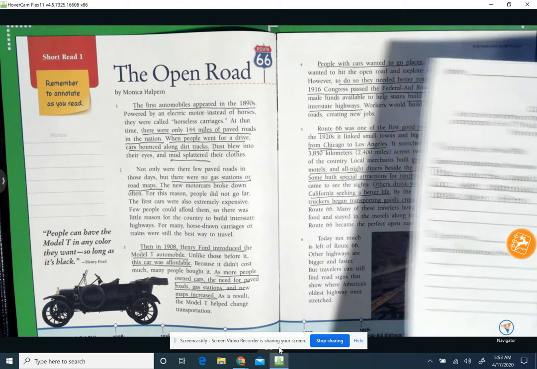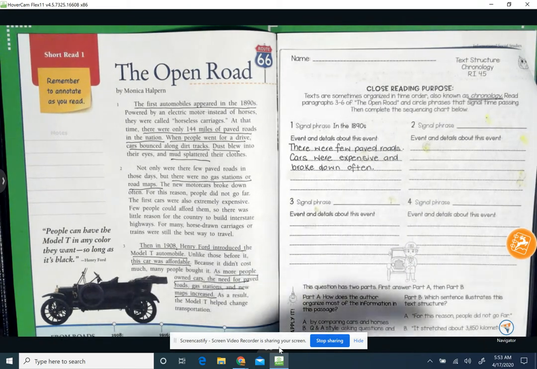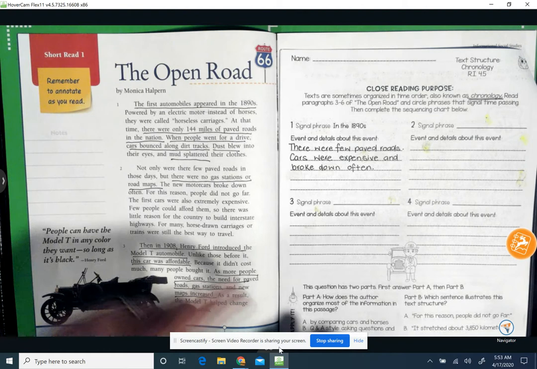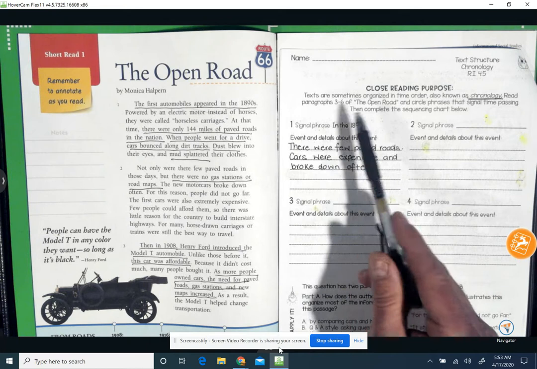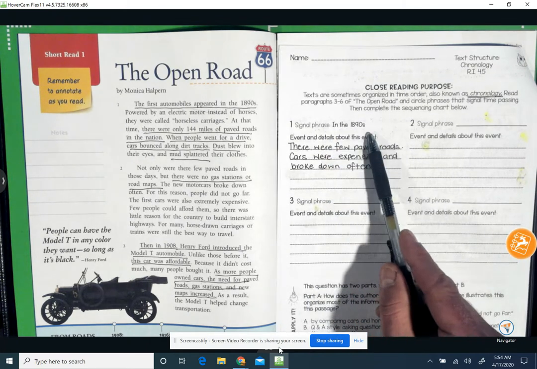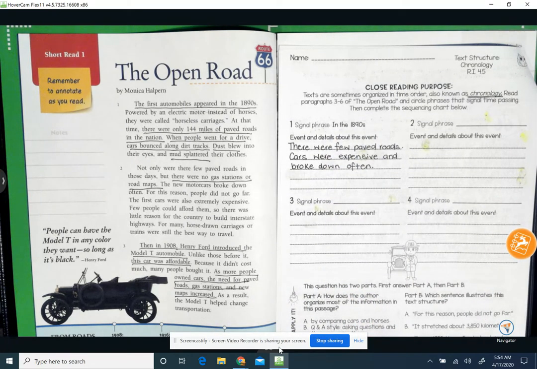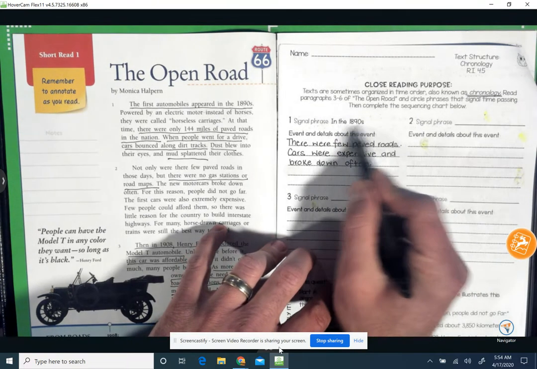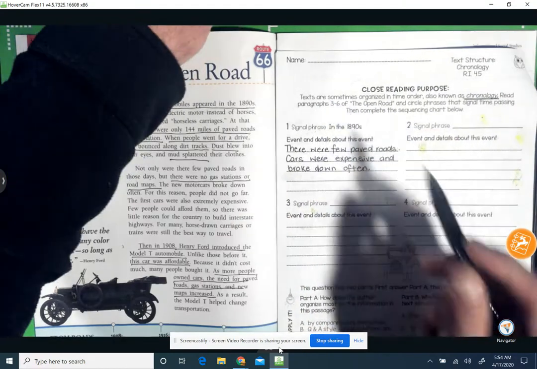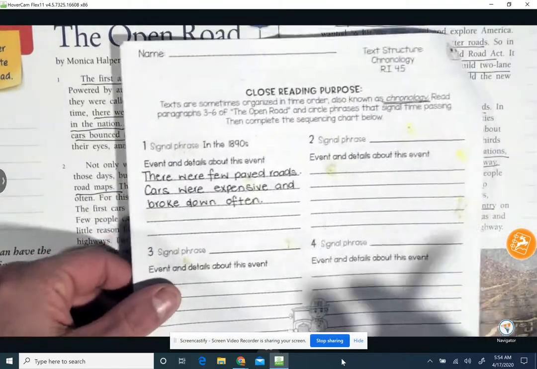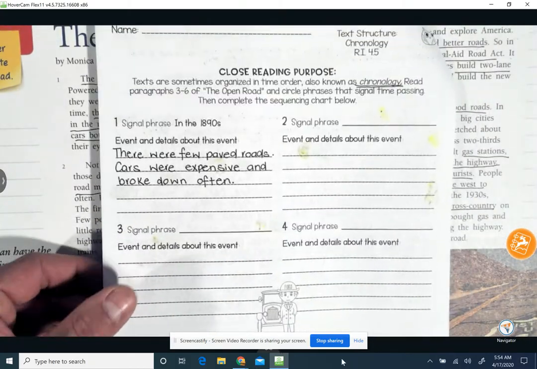And so the first example comes from paragraph number 1. And in paragraph number 1, we have a signal phrase, and that signal phrase was in the 1890s. Well, what about the 1890s? What was going on? What are the events and the details going on during this particular time period in the 1890s? Now, the directions state that texts are sometimes organized in time order, also known as chronology.